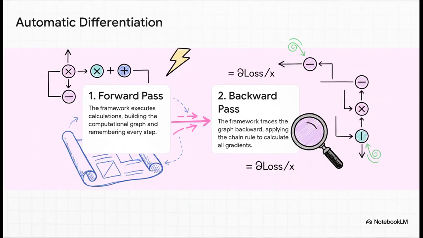So frameworks solve this with a really elegant two-step process. First, in what's called the forward pass, they just run all the calculations. And as they do it, they build that blueprint, that computational graph, and they remember every single operation along the way. Then, when that magic loss.backward command is called, they kick off the backward pass. They literally just trace that blueprint in reverse, and by applying a calculus rule called the chain rule at each step, they can automatically and super efficiently calculate all those millions of gradients.